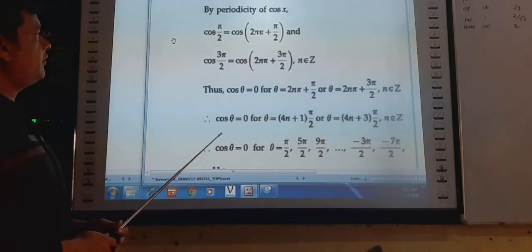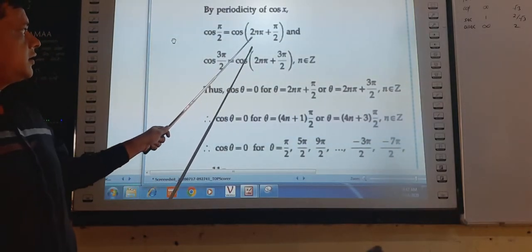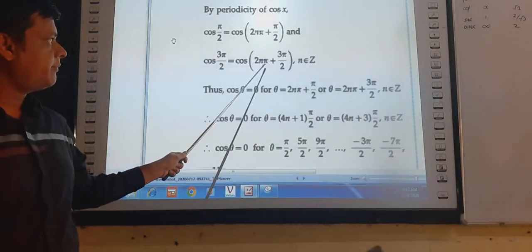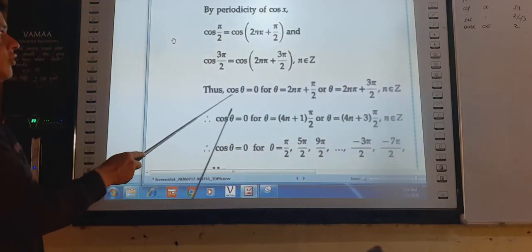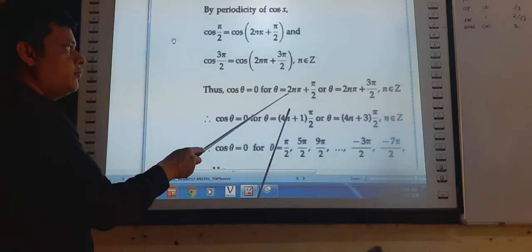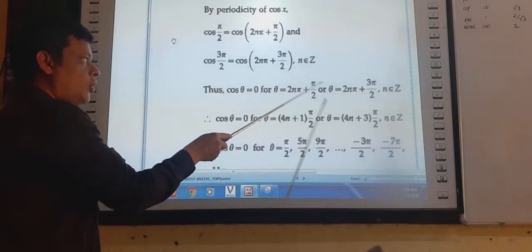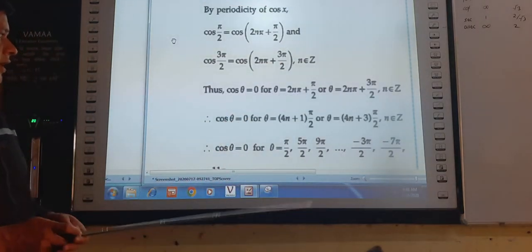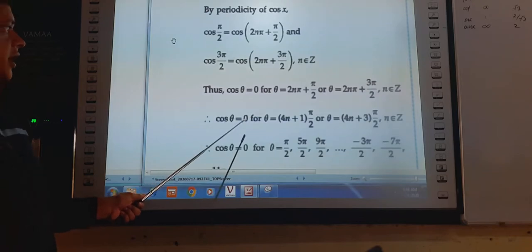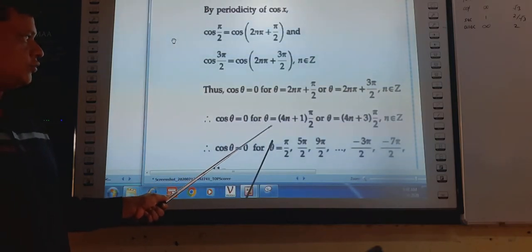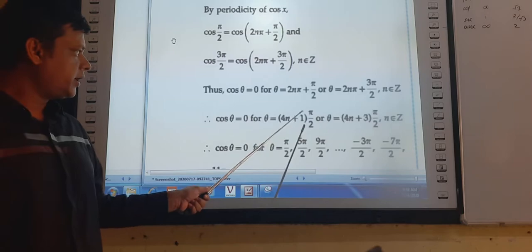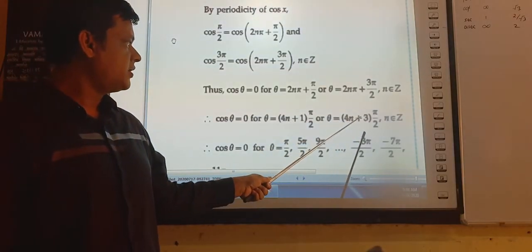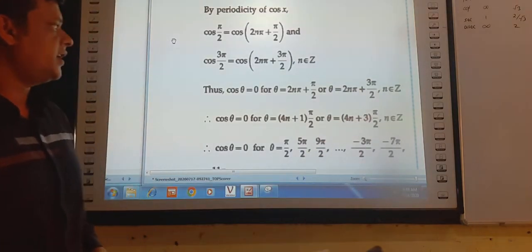Now from this we write theta equals 2n pi plus pi by 2 and theta equals 2n pi plus 3 pi by 2. Thus cos theta equals 0 for theta equals 2n pi plus pi by 2, or theta equals 2n pi plus 3 pi by 2, n belongs to Z. Therefore cos theta equals 0 for theta equals (4n plus 1) pi by 2, or theta equals (4n plus 3) pi by 2, n belongs to Z.